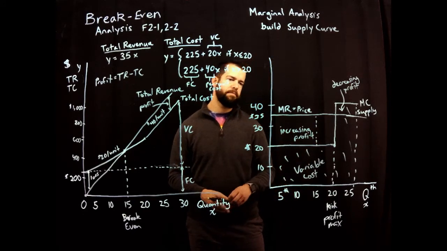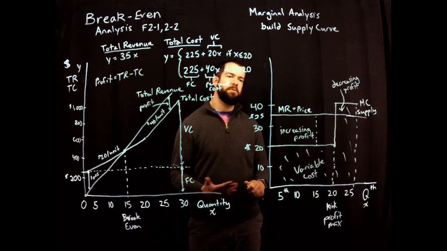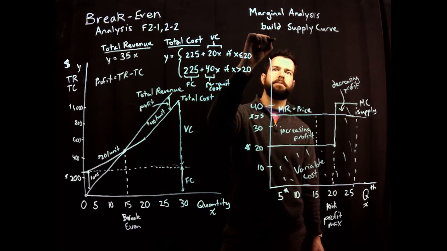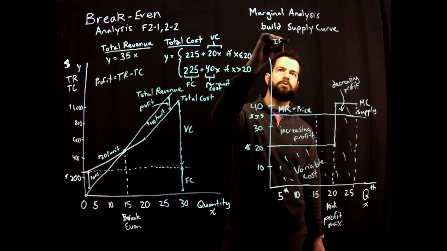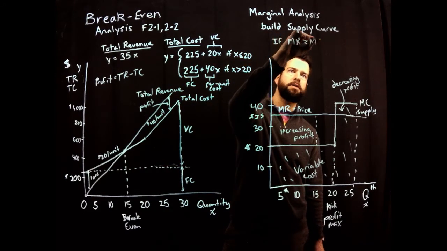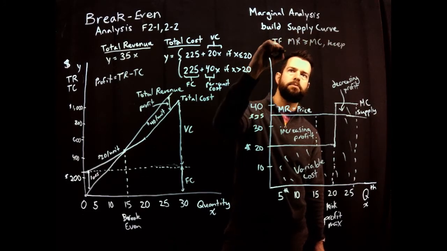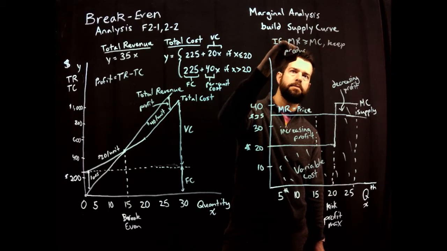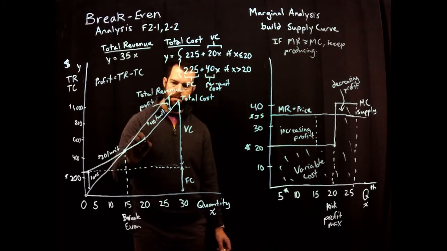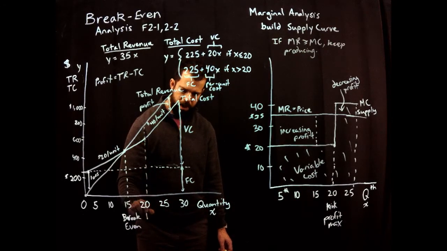Okay. All right, so we use marginal analysis to build the supply curve, and it comes up with this basic rule of thumb that, you know, if marginal revenue is greater than or equal to marginal cost, keep producing. So don't stop where you break even, keep going to here, to 20, where you would have profit max.